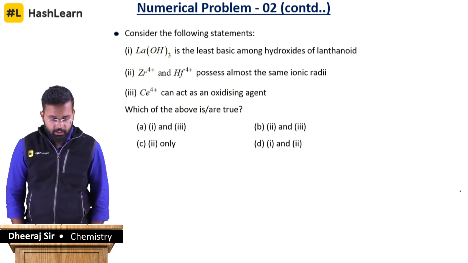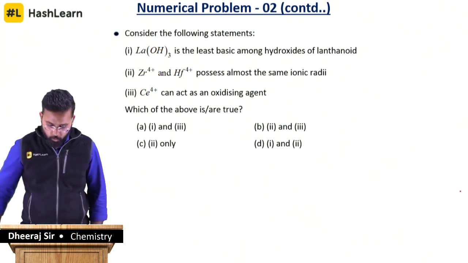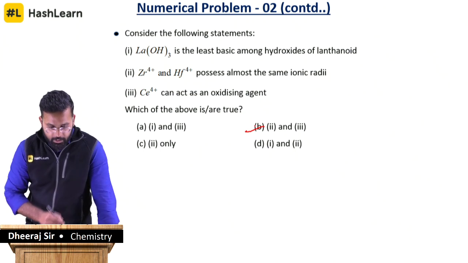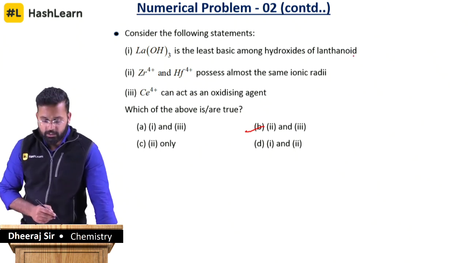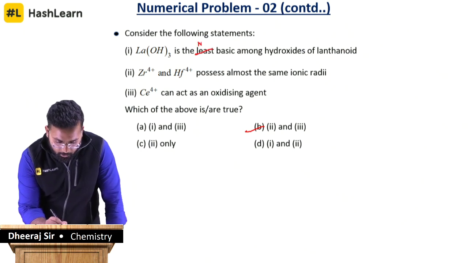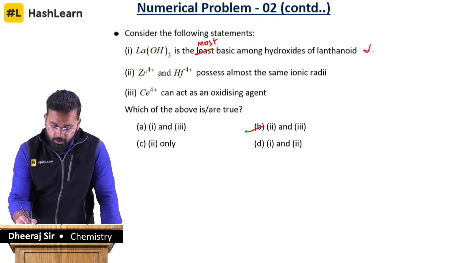Lanthanum hydroxide is the least basic. Okay, Yogesh says it's 2A. Yogesh, no, it is 2B. Lanthanum is the least basic among hydroxides of lanthanoid. No, it is the most basic among hydroxides of lanthanoid. So this option is wrong.